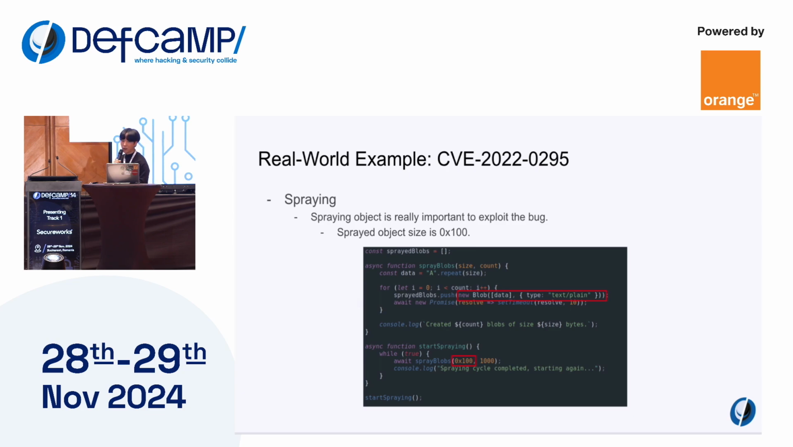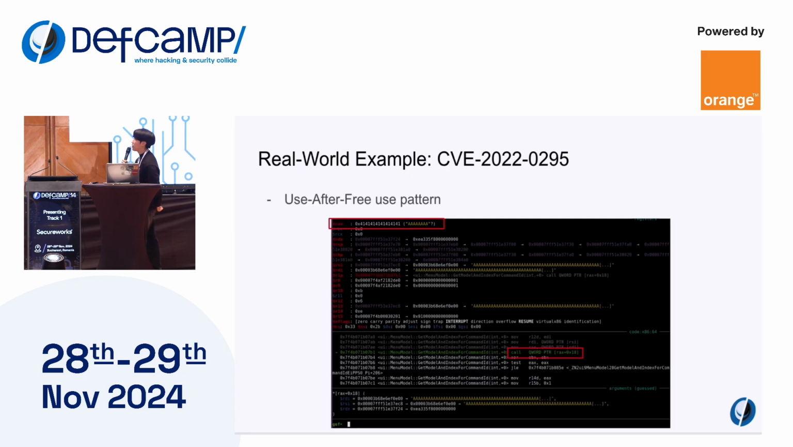And for the demo, I will fill the blob's contents with the letter A, which has an ASCII code of 0x41. And also, this is the use pattern. You can see that the RAX is changed to 0x41414141, and the program crashes at the instruction at RAX plus 0x18. This indicates that the attackers can achieve control flow hijacking through this vulnerability.